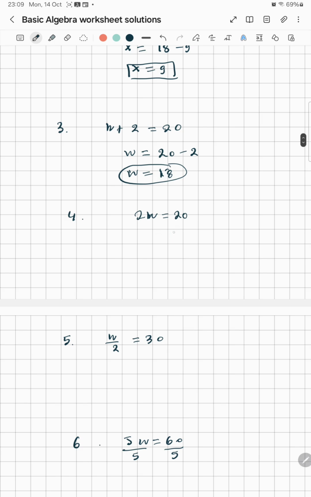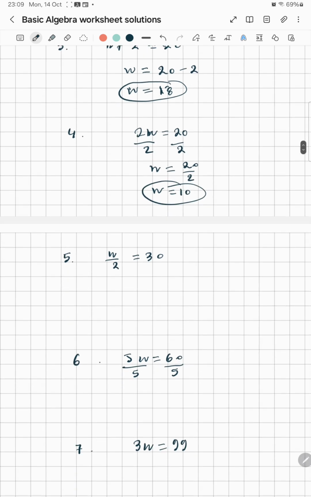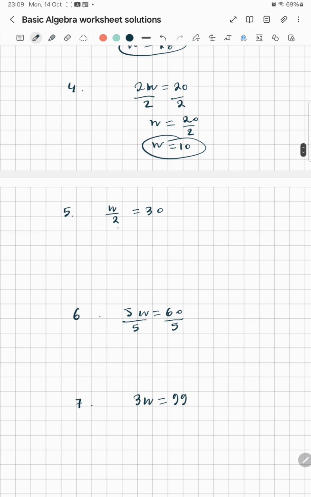2w equals 20. We have to divide both of them by 2. So w is 20 divided by 2. W is equal to 10. Here what we have to do to find w is to multiply times 2. 30 times 2. W is equal to 60.